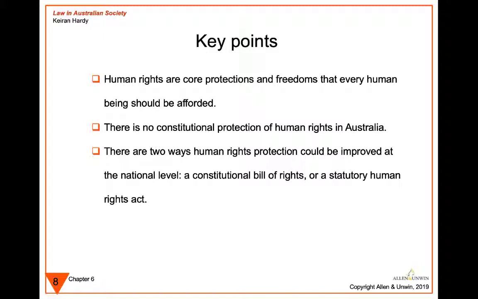So the key points in this chapter are that human rights are core protections and freedoms that every human being should be afforded. There is no constitutional protection of human rights in Australia. There are two ways that human rights protection could be achieved at the national level. This would be a constitutional Bill of Rights, which would require a referendum, or a statutory Human Rights Act, which could be enacted by Parliament.